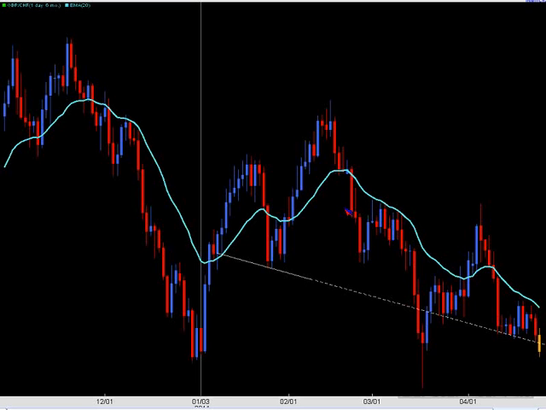How much of a breach does it matter or not matter? How long are the wicks? How close do the closes have to be to it, or the opens have to be to it? There are so many questions that come to mind when defining support or resistance or supply and demand zones that it becomes a moving target to some degree.